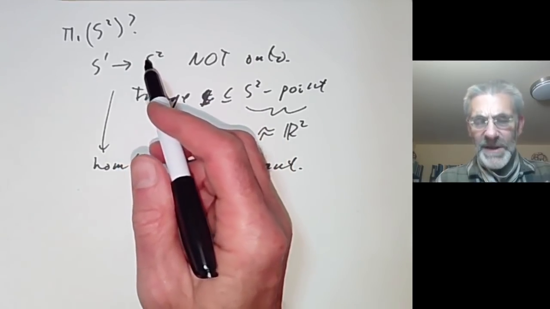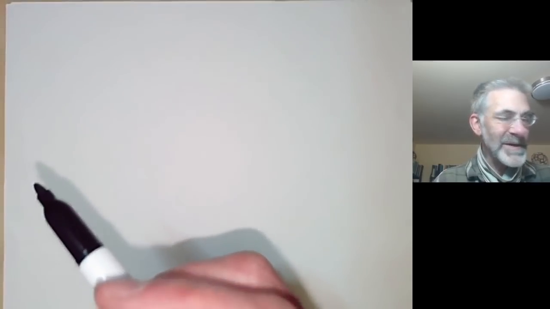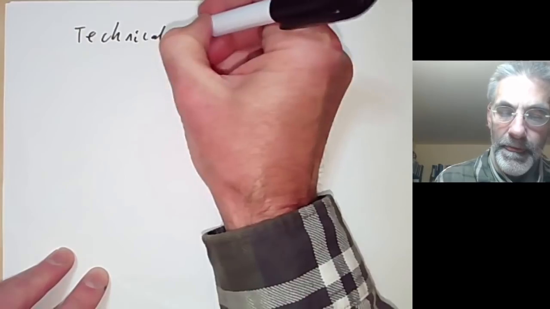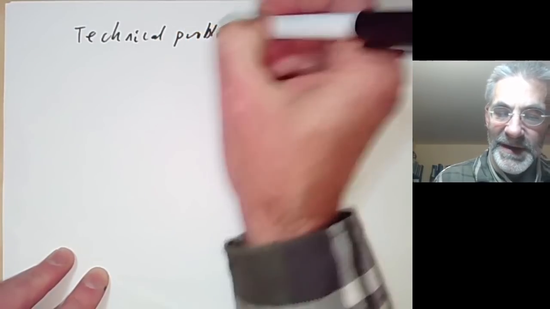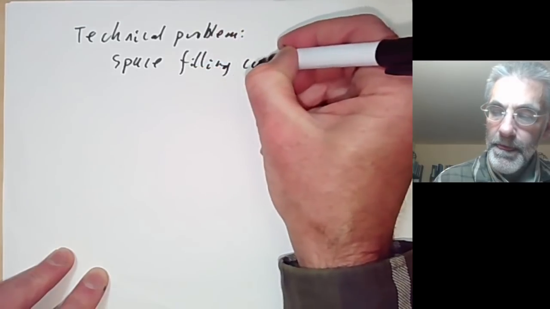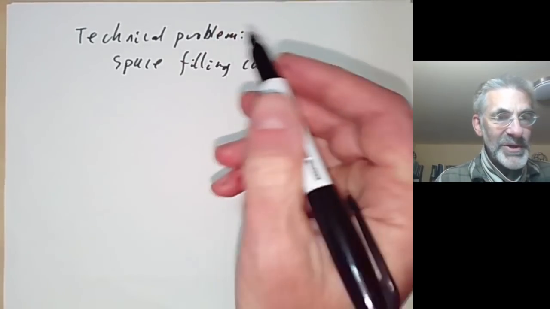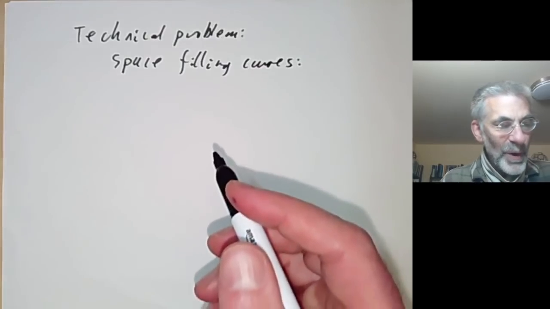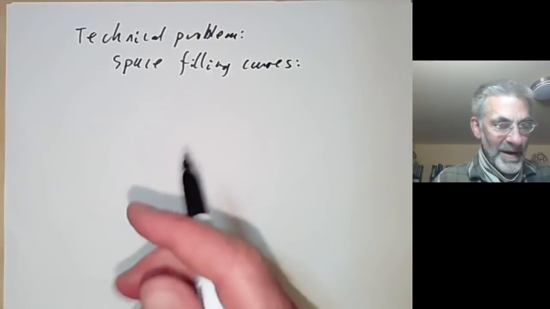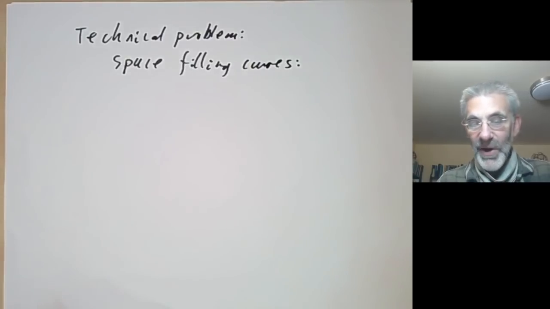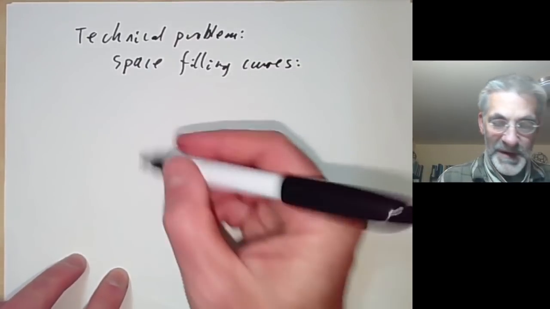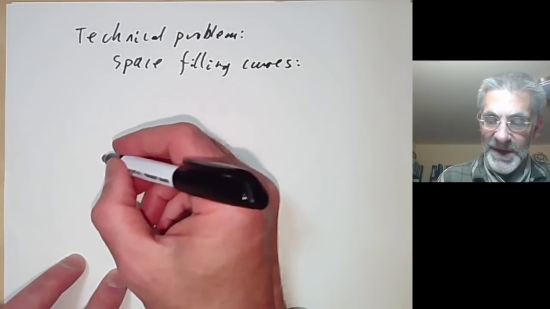Well, actually, its image can be a two-dimensional set. We have a slight technical problem caused by space-filling curves: the image of a one-dimensional curve can be two-dimensional. These were originally given by Peano and Hilbert and so on, and they were rather upsetting to people when they were first discovered. I'll just very quickly give a simple example of one.